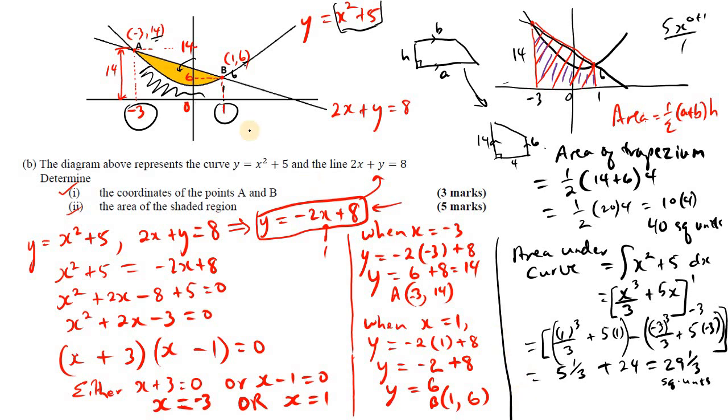So the shaded region then will be the area underneath the trapezium itself, this entire area here, which we got was 40. And then we subtract the portion that we don't want, which is the area under the curve, which is 29 and 1/3. And that will give us 32 over 3. So that's going to be 32 over 3 square units.